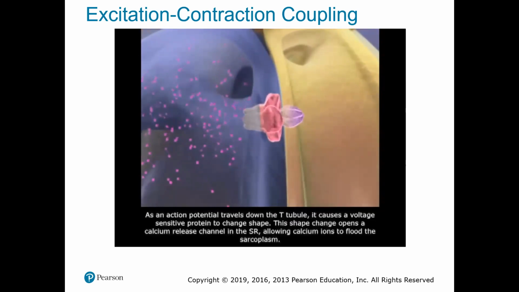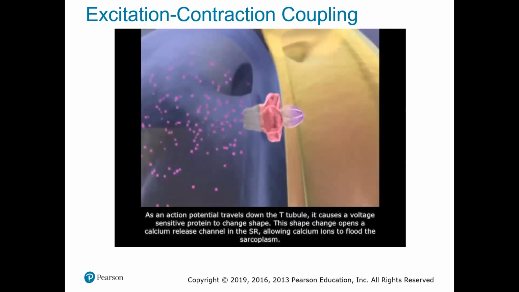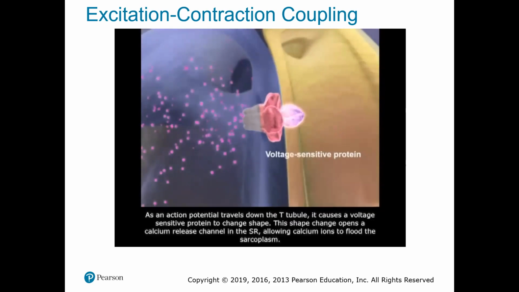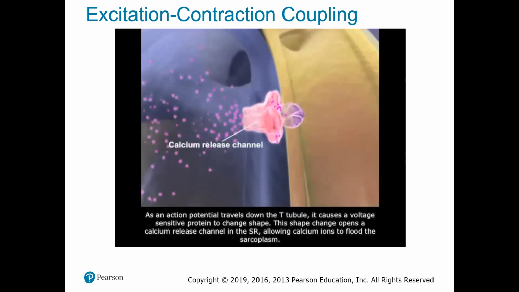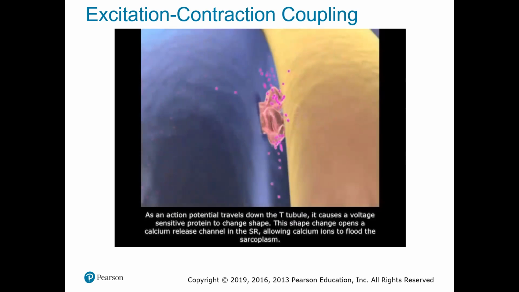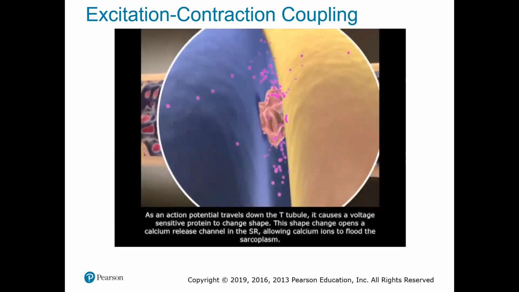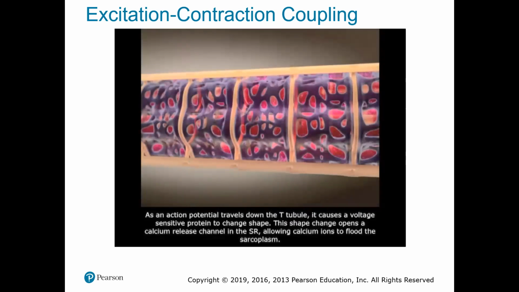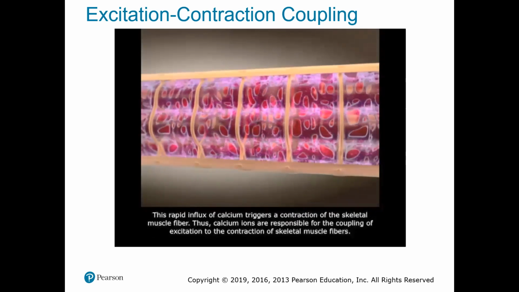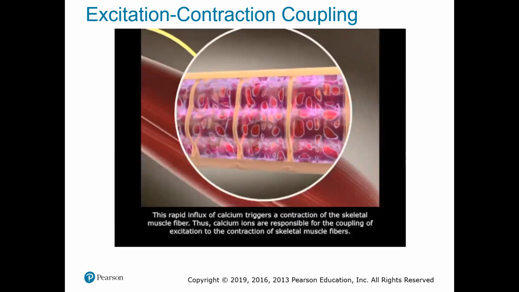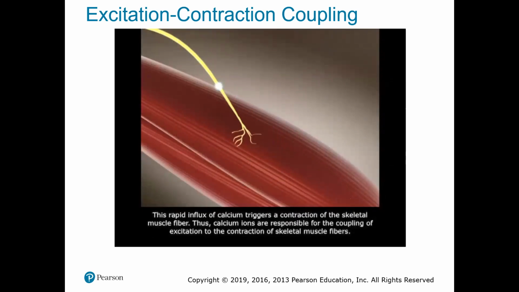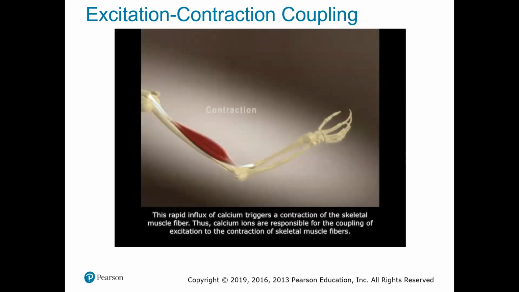As an action potential travels down the T tubule, it causes a voltage-sensitive protein to change shape. This shape change opens a calcium release channel in the SR, allowing calcium ions to flood the sarcoplasm. This rapid influx of calcium triggers a contraction of the skeletal muscle fiber. Thus, calcium ions are responsible for the coupling of excitation to the contraction of skeletal muscle fibers.